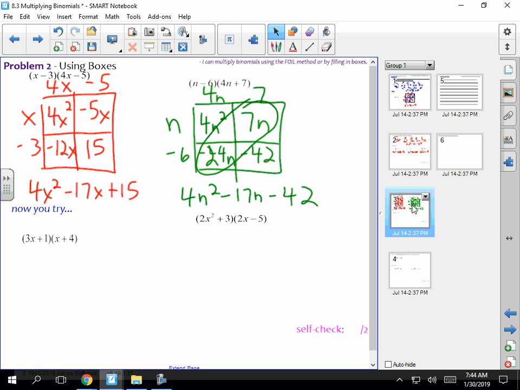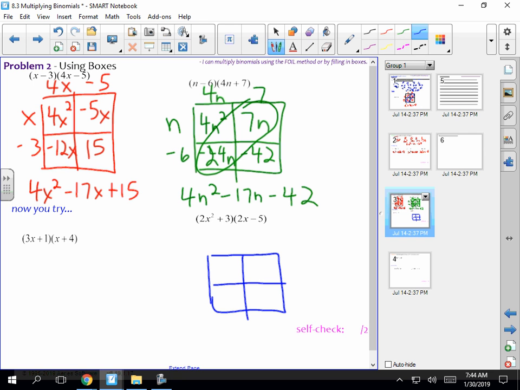I'm just going to do this one down here, the 2x squared plus 3, 2x minus 5. This is one that does not have like terms on the diagonal. You'll see that as I do the multiplication. So 2x times 2x squared would be 4x to the third. 2x times 3 is 6x. 2x squared times negative 5 is negative 10x squared. 3 times negative 5 is negative 15. Notice that none of them are like terms, so we just list all 4 terms from the box in standard form from highest power down to lowest.